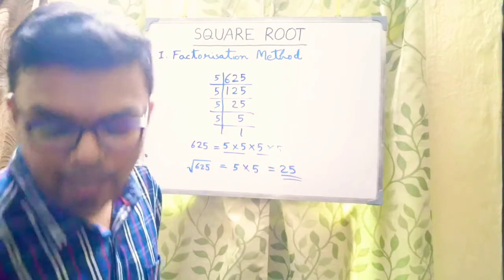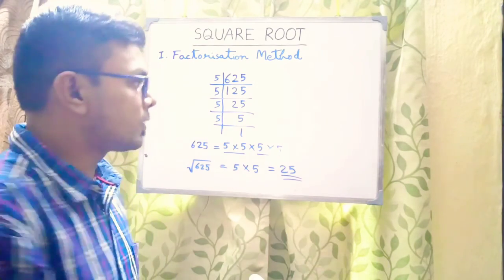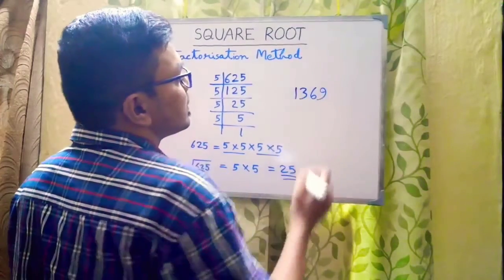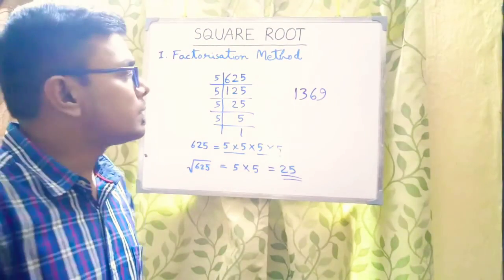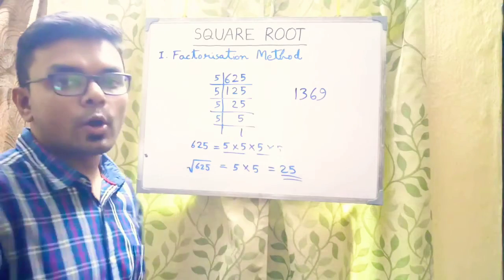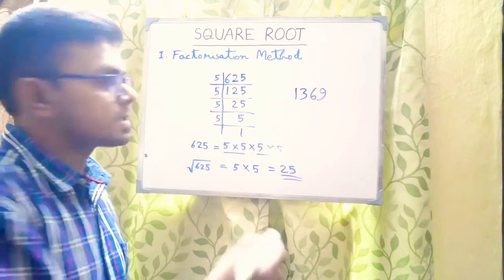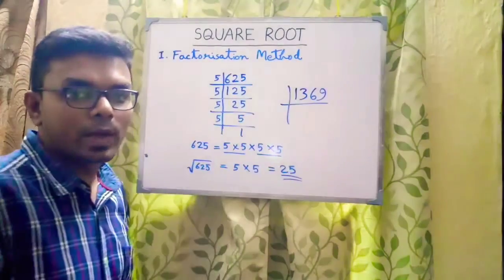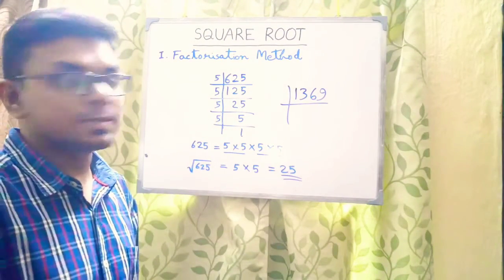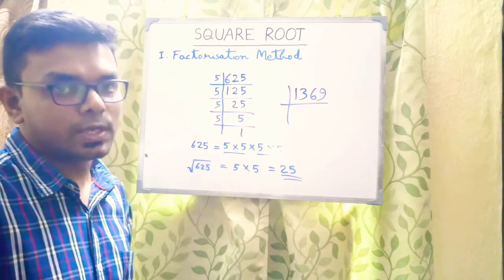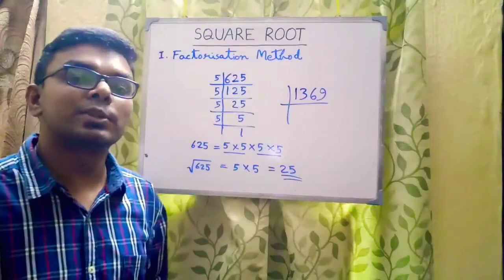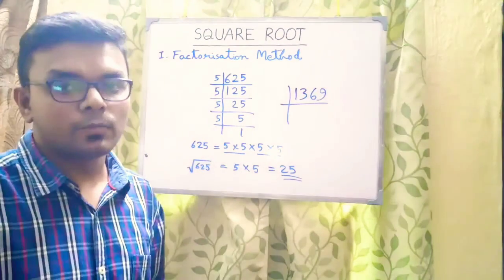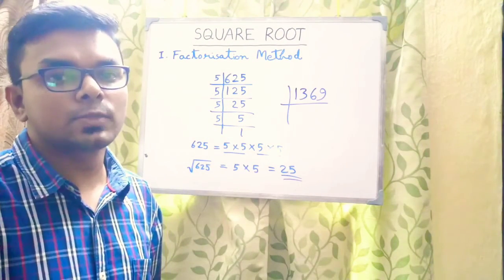But I've got certain other numbers, like for example 1369. Okay, now by seeing this number or by applying any divisibility test, it is not possible to find out a factor of 1369 quite easily. So in that case factorization method is not a good idea. So we have to learn the other method, which is called the division method of finding square roots. So let's move on to that. We will learn the division method of finding square roots.